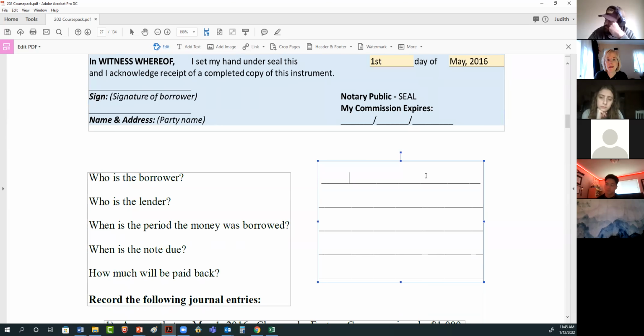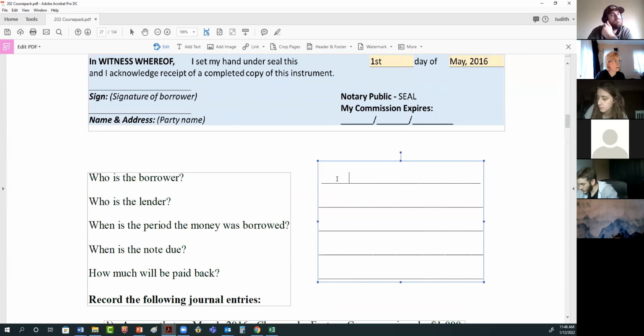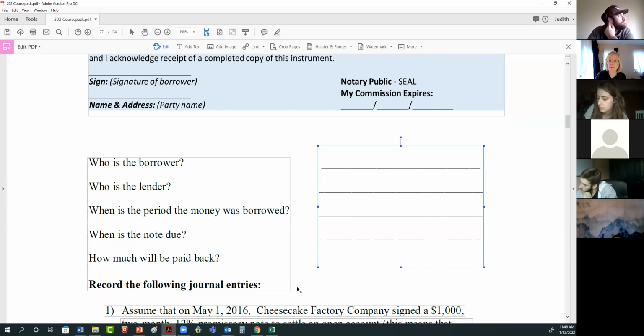How long is the money being borrowed? And when is the due date? Correct, correct, correct. When's the due date? Yeah, Cole, you're correct. July 1st, 2016. It's a 2-month note, so we issued the note on 1st of May. It's 2 months, so June, July, done. Okay, no days to count. All right, how much will be paid back?